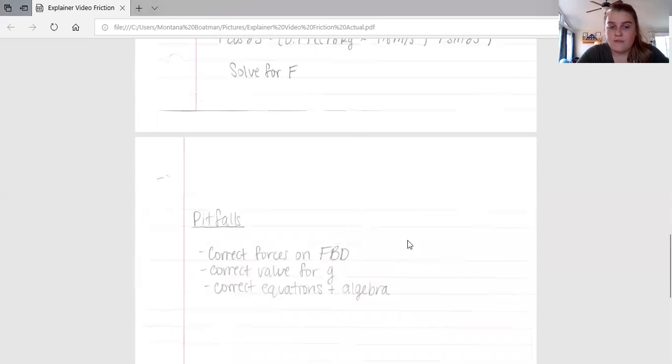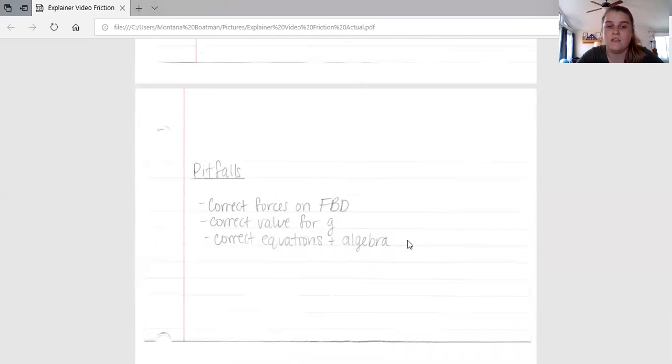Some pitfalls to watch out for. You need to make sure that you are showing the correct forces on your free body diagram. You need to make sure it's set up correctly and you have your forces going the right way, or else that could mess up where you put positives and negatives in your equations. You need your correct value for G. That's important in the equations that you use. It's a set value, so you just need to make sure you have that memorized. And then you need to make sure you're using the correct equations in algebra to plug everything in and to solve for the correct answer.